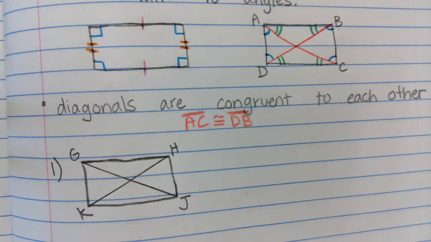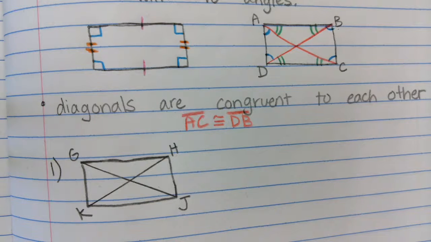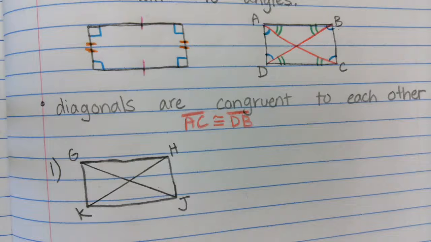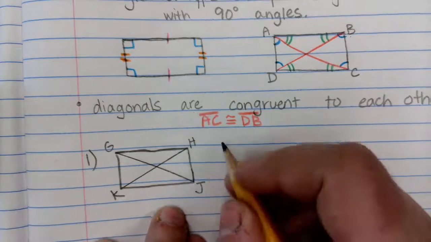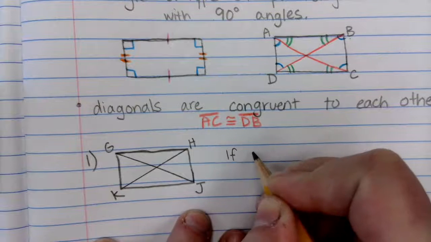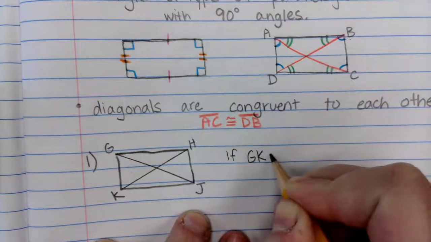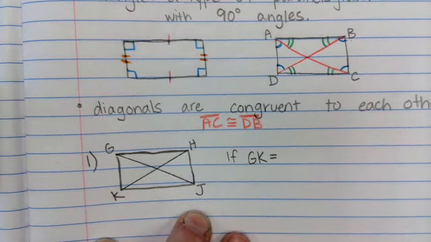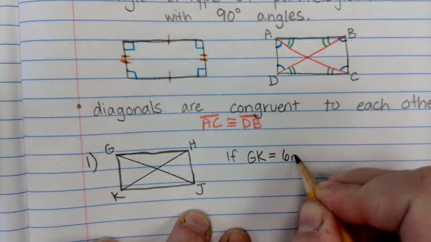Alright, we're going to do some sentence starters, and then you'll have to finish the sentence. It's going to be the type of problems we're dealing with today, creating true sentences based on our diagram here. Okay, so for our first sentence starter, it's if GK equals 6 meters. Then, what are we going to know if G to K is 6 meters? H to J is 6 meters.